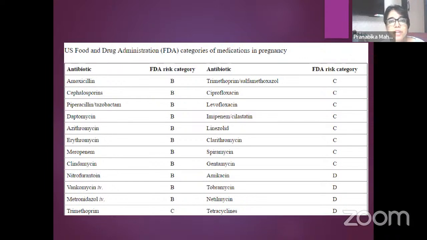So these are certain drugs which are categorized as antibiotics according to the safety level in pregnancy. So category B drugs we use, C and D we should not be using. So ampicillin, cephalosporin, piperacillin, azithromycin, erythromycin, clindamycin, nitrofurantoin, vancomycin, and metronidazole. These can be used safely during pregnancy, but others we should be cautious using.